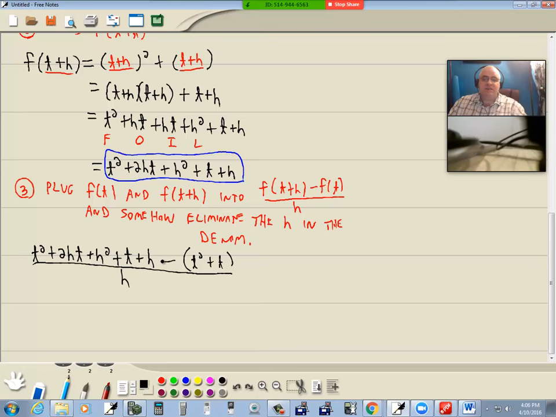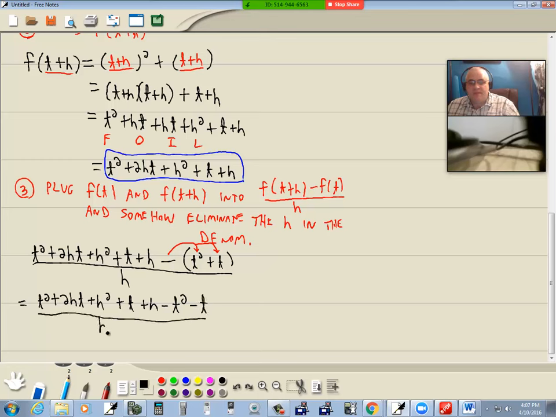Well, now we're going to try to simplify it to get rid of that h in the denominator. So I got t squared plus 2ht plus h squared plus t plus h. Remember, a negative out in front of your parentheses flips the sign of everything inside. So that's going to flip the sign of the t squared and of the t. So the positive t squared becomes a negative t squared, and a positive t becomes a negative t, all over h.